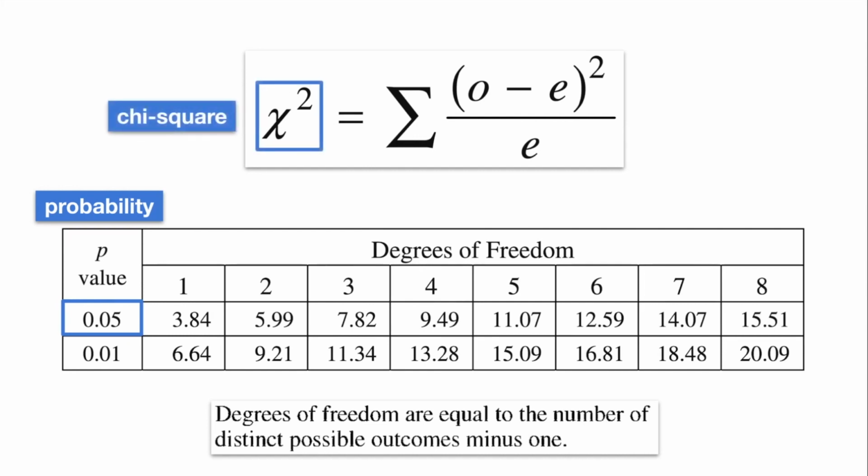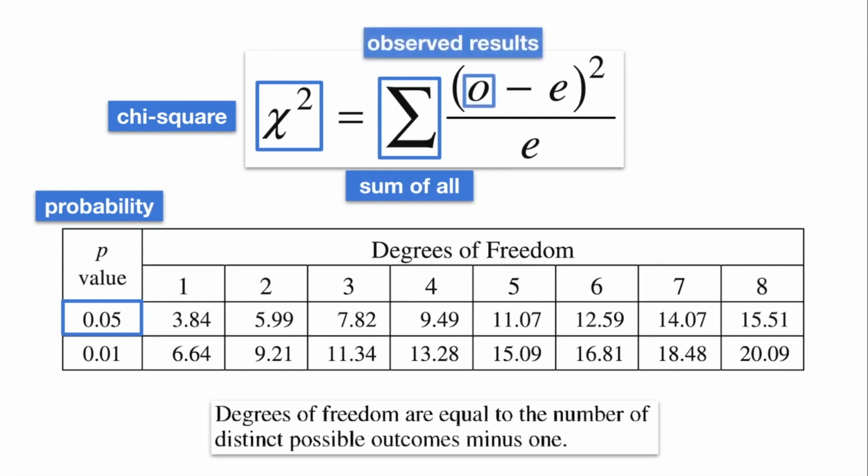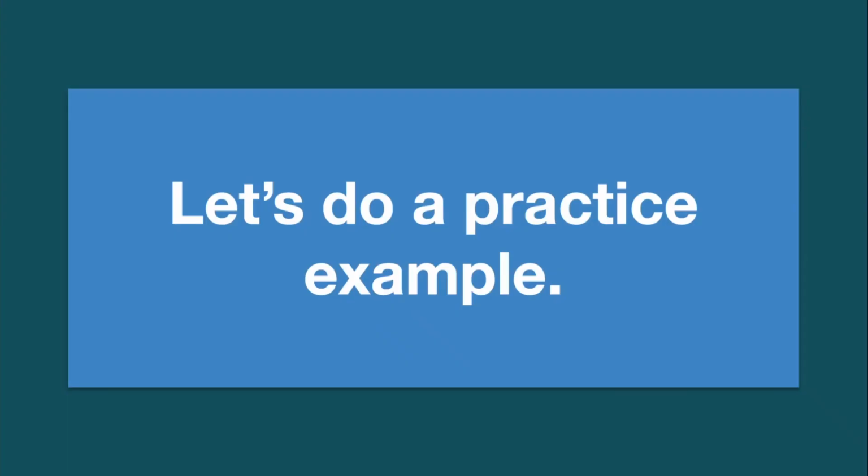The next box you see is called the chi-square, and that is the symbol we use to represent chi-square goodness of fit test. Then you see the summation symbol, and that means you should sum all of the values that come after that symbol. The O stands for observed results, and the E stands for expected results. So let's do a practice example.